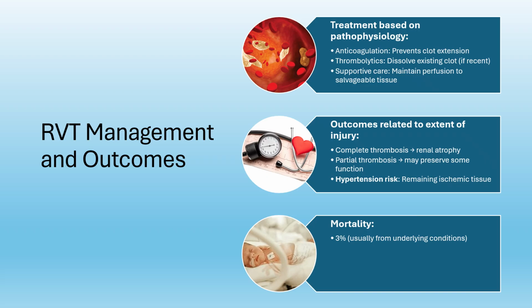Thrombolytic therapy with tissue plasminogen activator represents a more aggressive approach reserved for specific scenarios. The mechanism involves direct clot dissolution through plasminogen activation to plasmin, which degrades fibrin strands. This offers theoretical advantage of restoring venous patency and salvaging threatened but viable renal tissue.